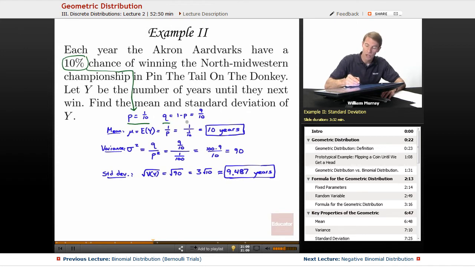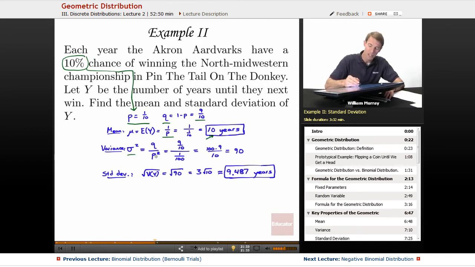And then the q is always 1 minus p, so I got the 9/10. Now I just read off the mean and variance and standard deviation formulas from one of the earlier slides in this lecture. You can scroll back and you'll see where those formulas come from. So the mean is 1 over p, that's 10 years. So we expect to wait about 10 years for them to bring home a trophy. Very intuitive result, by the way.